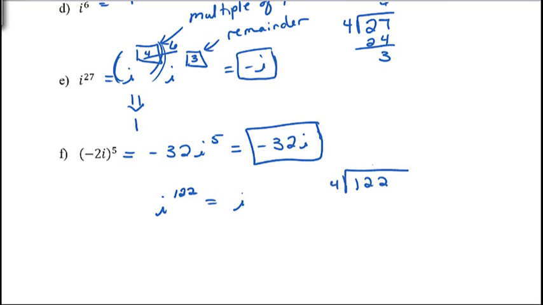4 goes into 12 3 times, and it's equal to 12, so you get 0. Bring down the 2, and 4 doesn't go into 2 at all, and so we get a remainder of 2. And so i to the 122nd would be equal to i squared, which is negative 1. So again, basically you take this exponent, divide it by 4, and whatever the remainder is, that would be what power of i this whole thing would be equal to.